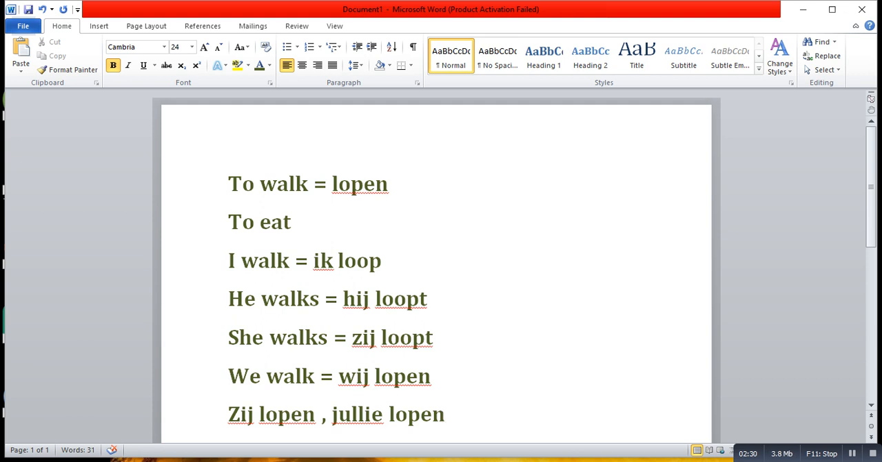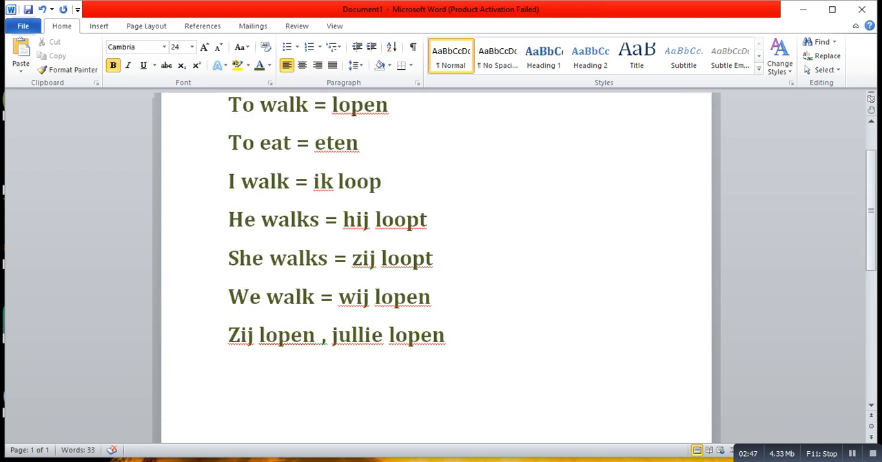So that's the verb to walk, lopen, and to eat. Quite simple, it's very similar to English. It's eten. Put this under here. So I eat. It's ik eet. Very similar.